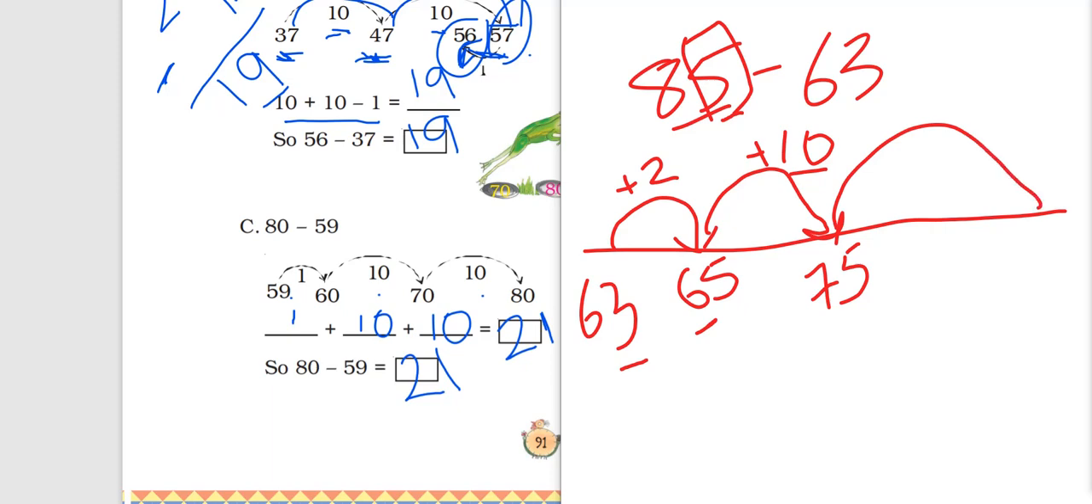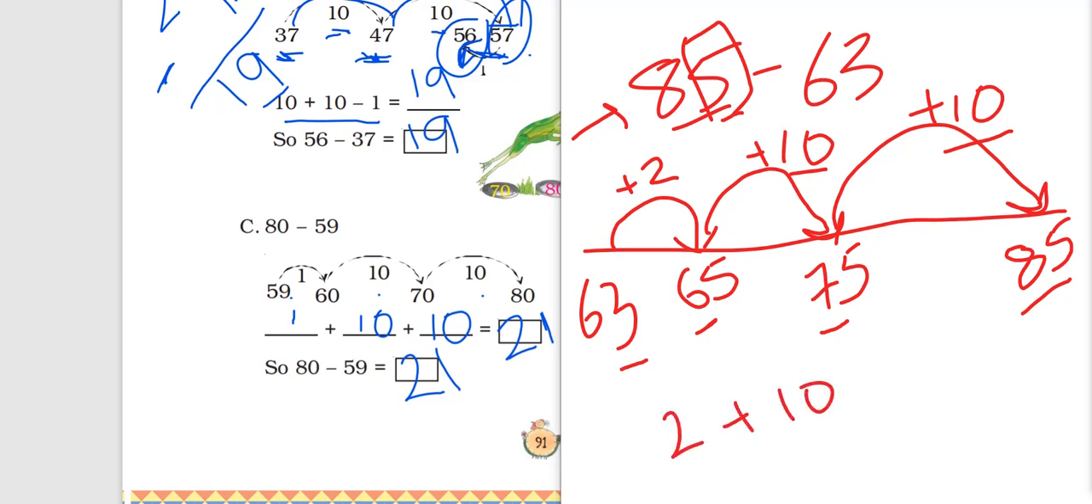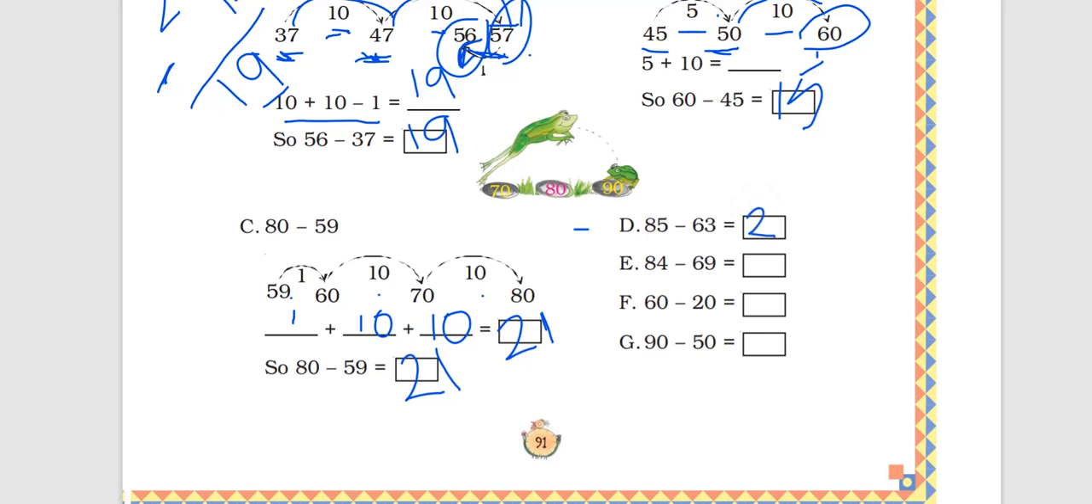Take another set of 10 steps. So we have 7 tens to start with. We added another 10, which means we will have 8 tens, and put down the same number of ones, which is 5. We come at 85, which is where we need to be. So how many steps did we take? 2 plus 10 plus 10, which is 2 tens is 20, and another 2 ones is 22. So the answer is 22.